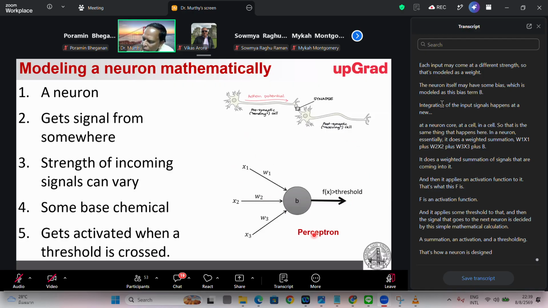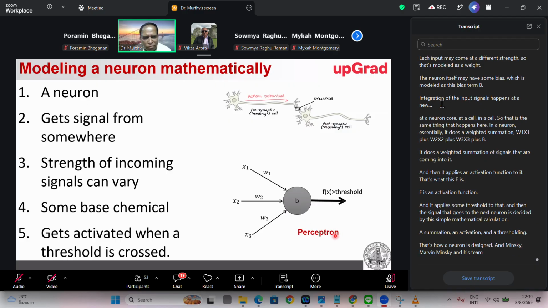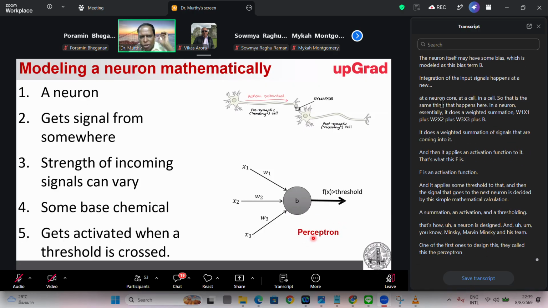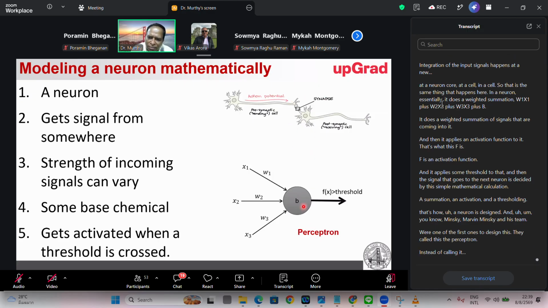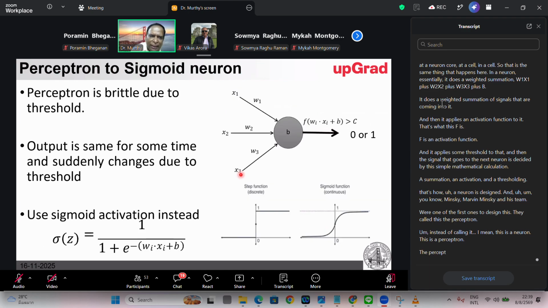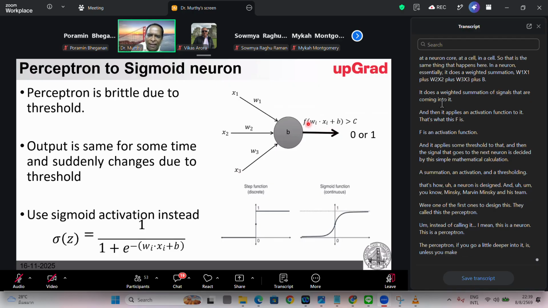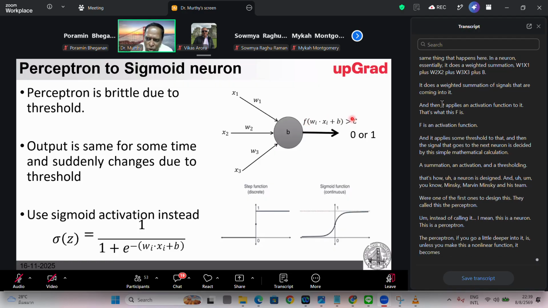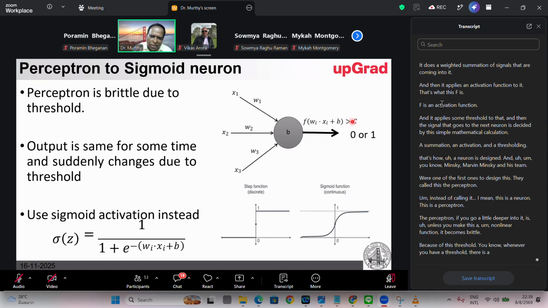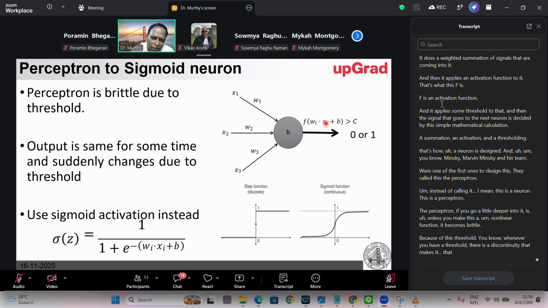Marvin Minsky and his team were among the first to design this. They called this the perceptron. Instead of calling it a neuron, it is a perceptron. If you go a little deeper, unless you make this a nonlinear function, it becomes brittle because of this threshold. Whenever you have a threshold, there is a discontinuity that makes the math brittle.